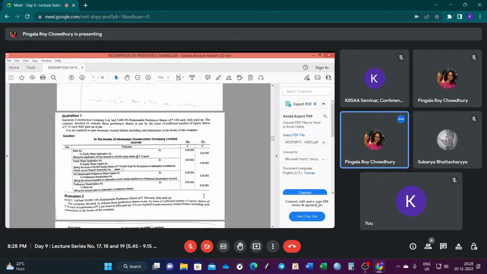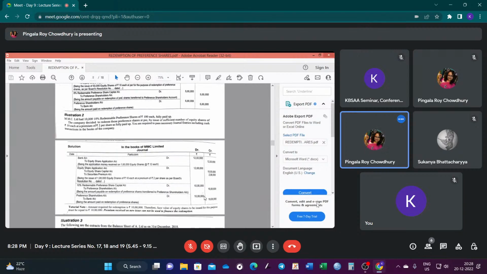Moving down to sum number 2. MMC Limited had 10,000 10% redeemable preference shares of rupees 100 each fully paid up. The company decided to redeem these preference shares at par by issue of sufficient number of equity shares of rupees 10 each at a premium of rupees 2 per share as fully paid up. You are required to pass necessary journal entries, including cash transactions in the books of the company.